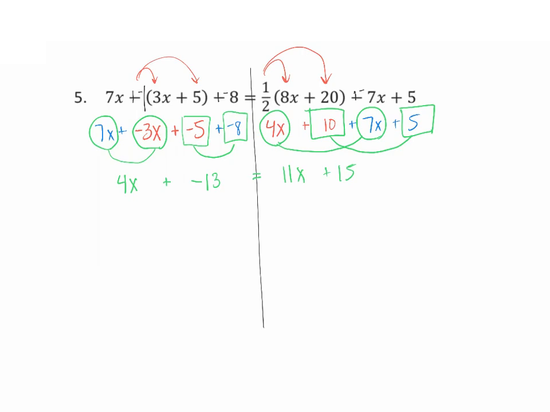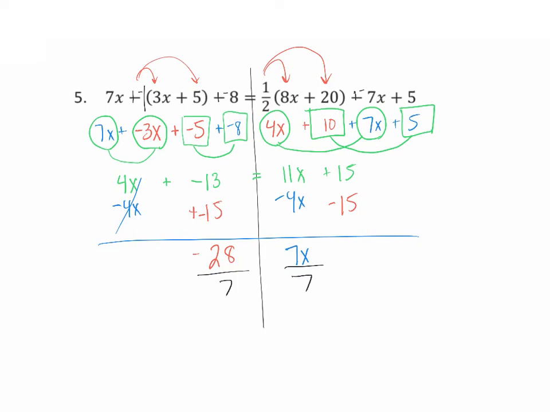All right. Now I'm going to move my 4x's over here. All my x's on one side, all my constant terms on the other. 11 take away 4, 11, 10, 9, 8, 7x's. And then I'm going to move my 15 to the other side. Negative 13 minus 15 is the same as saying negative 13 plus negative 15. And this is negative 28. Last step is to divide by 7. I get x equals negative 4.